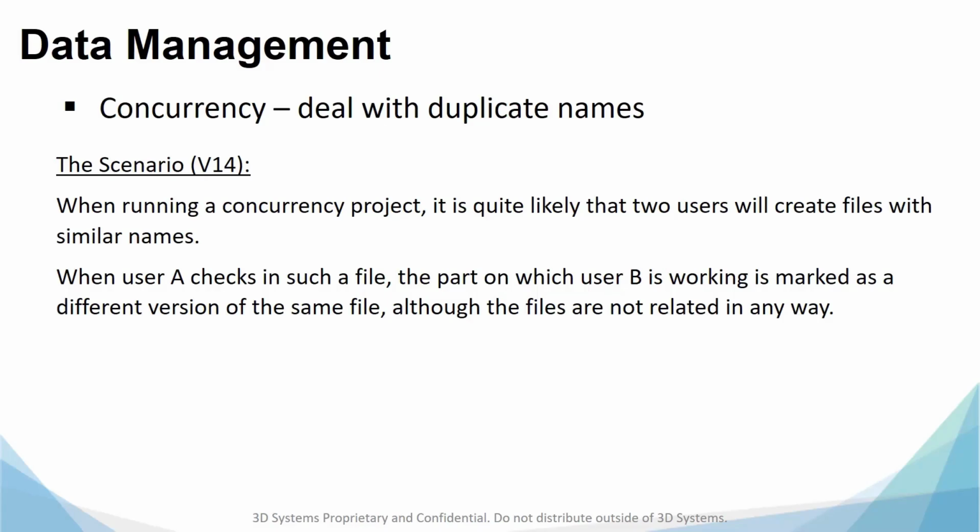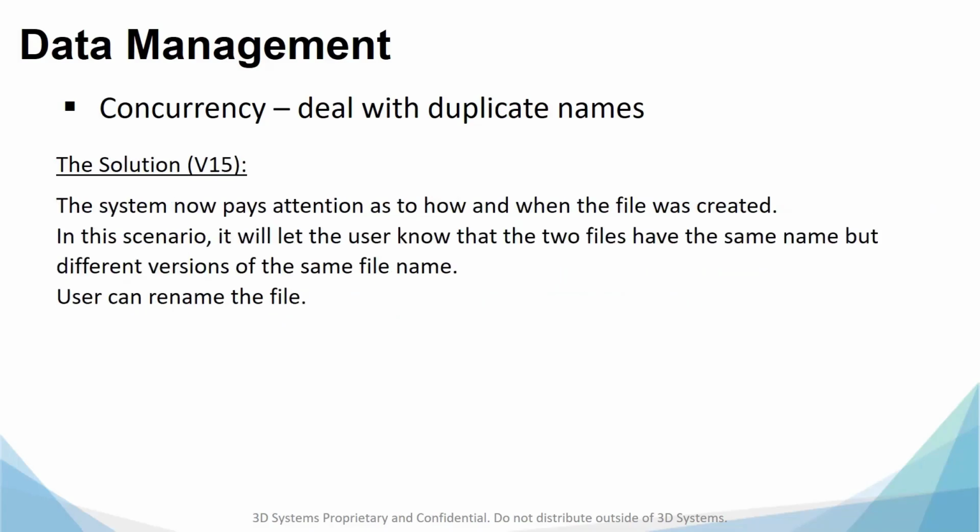So in version 14, when running a concurrency project, it is quite likely that two users will create files with similar names. When user A checks in such a file, the part on which user B is working is marked as a different version of the same file, although the files are not related in any way. What we did in version 15, now the system pays attention to how and when the file was created.